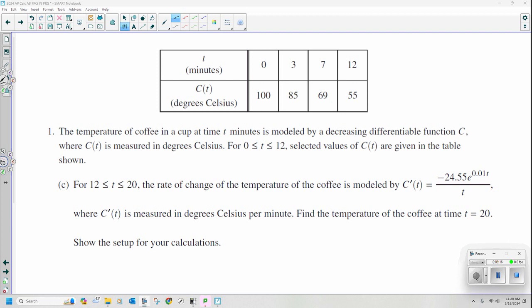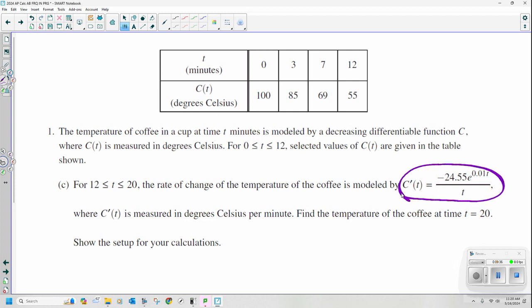1C. There's a little curveball here, but it's a very small curveball. C reads, for time between 12 and 20 inclusive, the rate of change of the temperature of coffee is modeled by this function right here. Thank you so much for giving that to us.